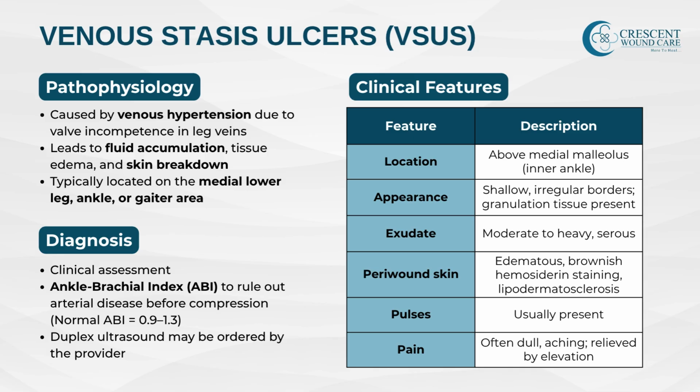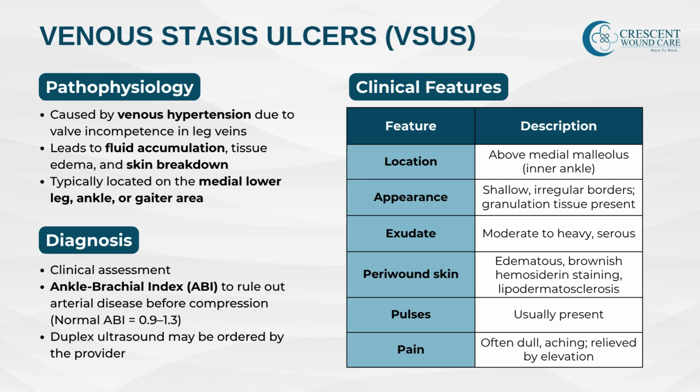Now, let's talk about what these ulcers look like. They usually show up above the inner ankle, the medial malleolus. They're shallow, have irregular edges, and tend to ooze a moderate to large amount of fluid, so you'll often see a lot of exudate. The surrounding skin might look dark brown or purplish due to hemosiderin deposits, a result of iron leaking from red blood cells. You may also feel areas of firm, tight skin. That's called lipodermatosclerosis.